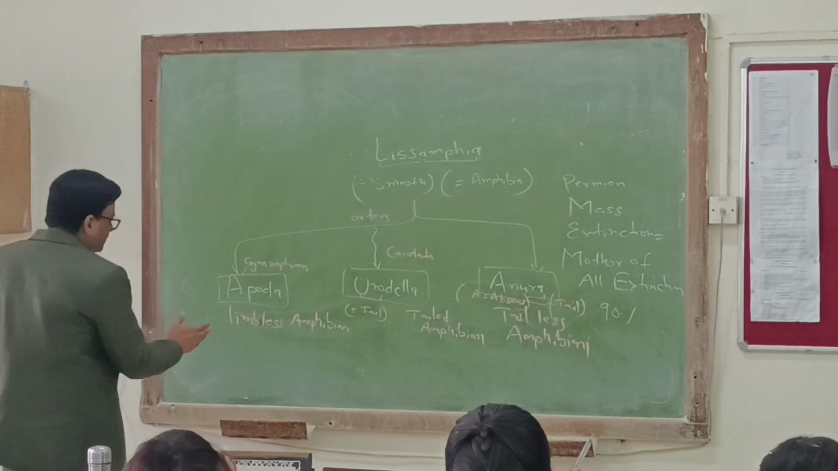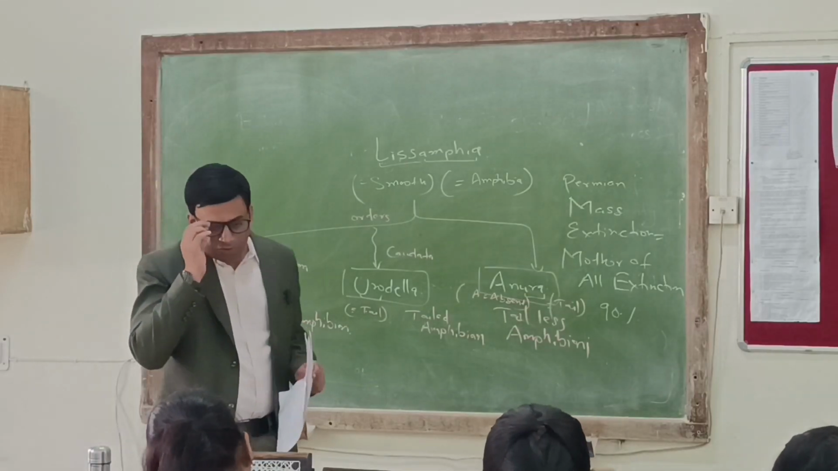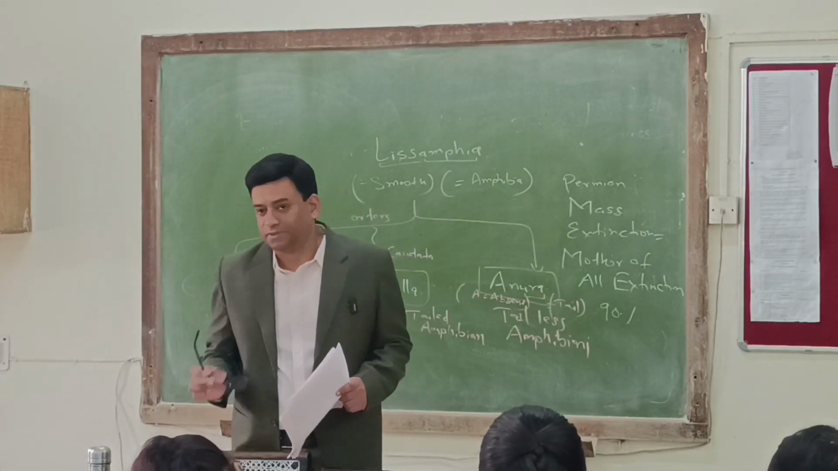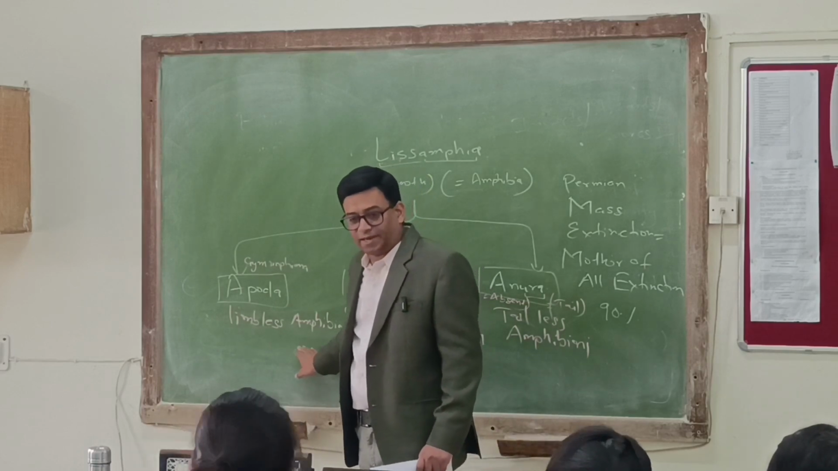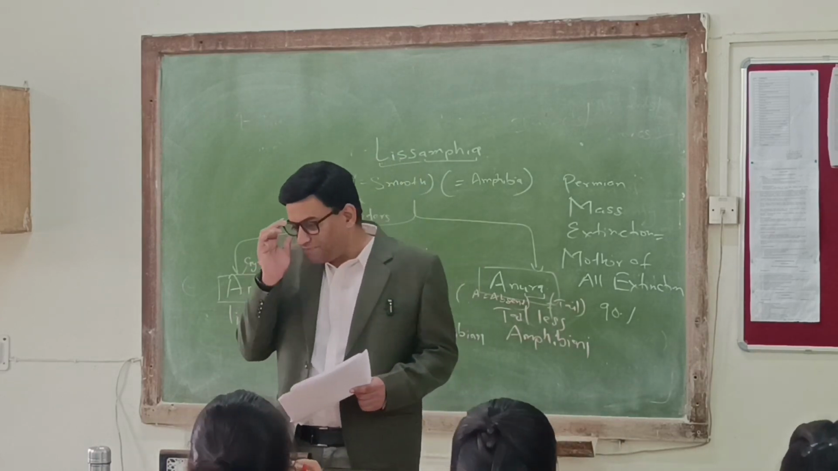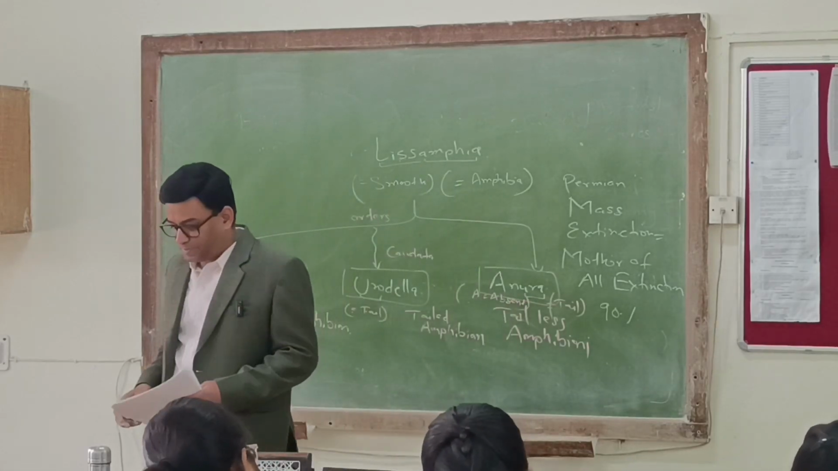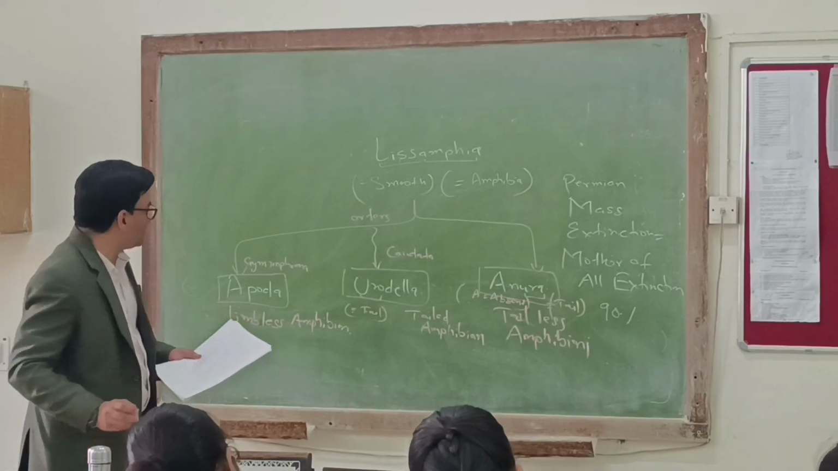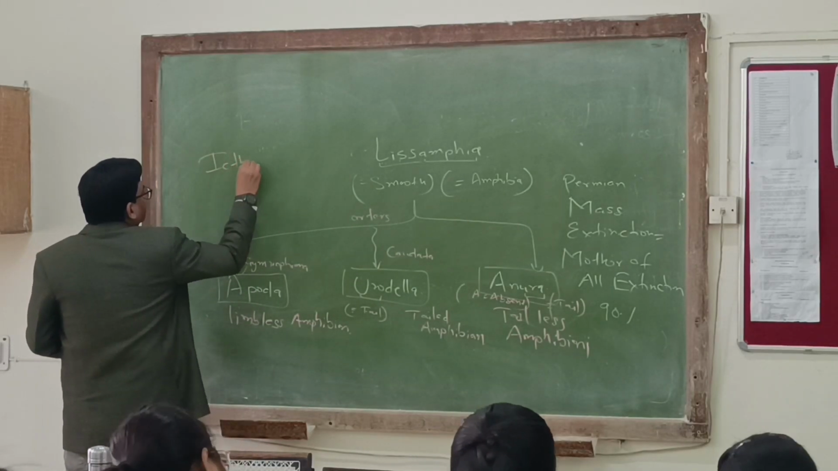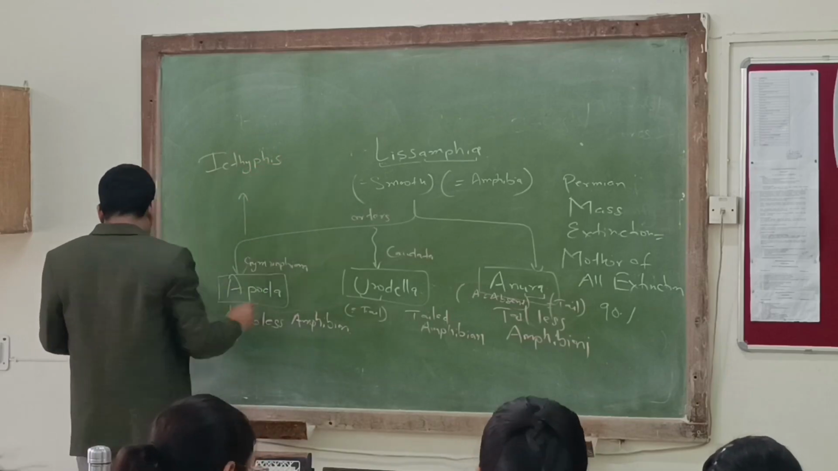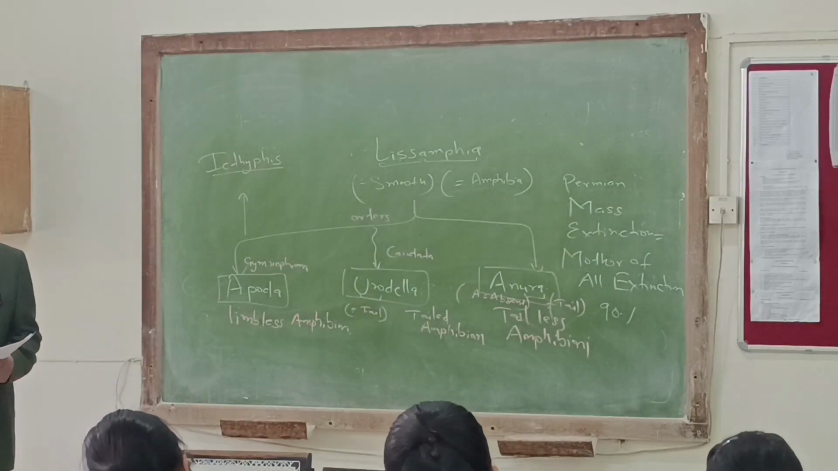So Apoda are elongated, snake-like, but they are not snakes. Snakes are in Ophidia, in reptilia. And they are blind, they don't have eyes. They are worm-like or snake-like limbless amphibians, and they are blind. They coil around the eggs for parental care. The example of Apoda is Ichthyophis. It coils around the eggs for parental care.